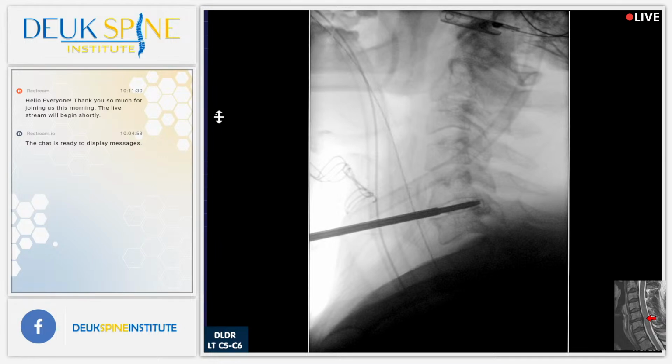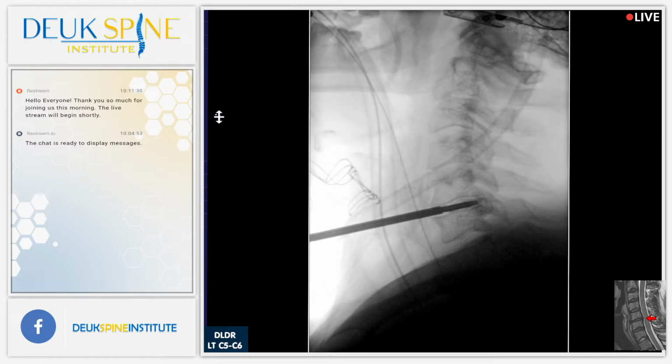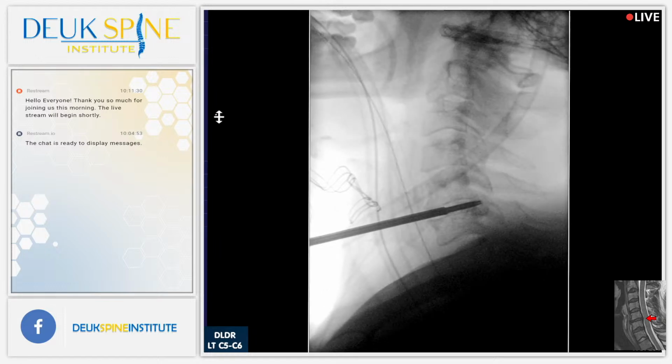I could always advance the dilator later, so I'm going to get it back to a safe place, and then we're going to go back to advancing the tube over the dilator. Dilator's advancing again. Keep an eye on it.